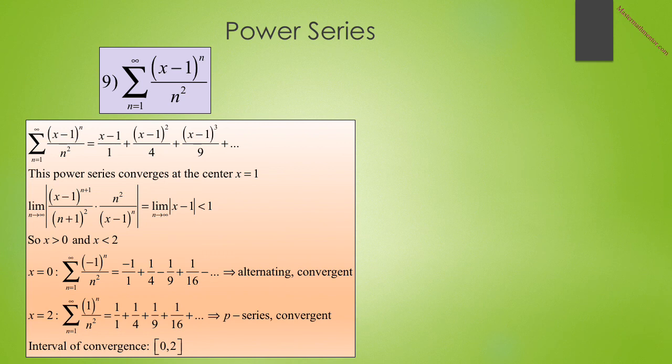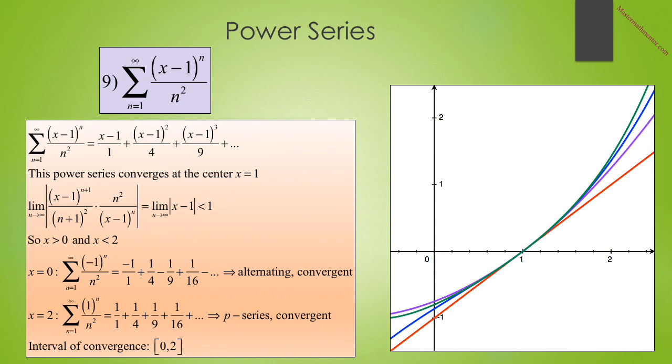When x is equal to 2, our series turns out to be 1 plus 1/4 plus 1/9 plus 1/16, and that is a p-series that also converges. So the interval of convergence is the closed interval 0 to 2. This is borne out by the graph.